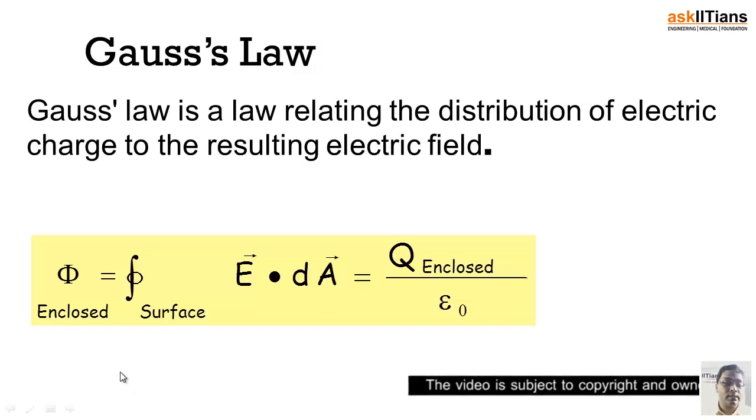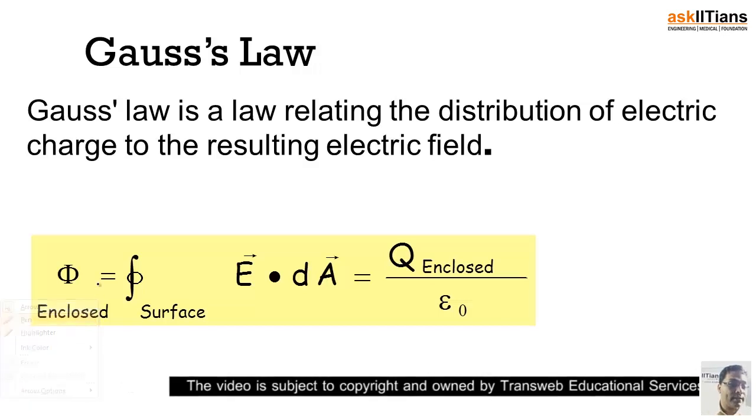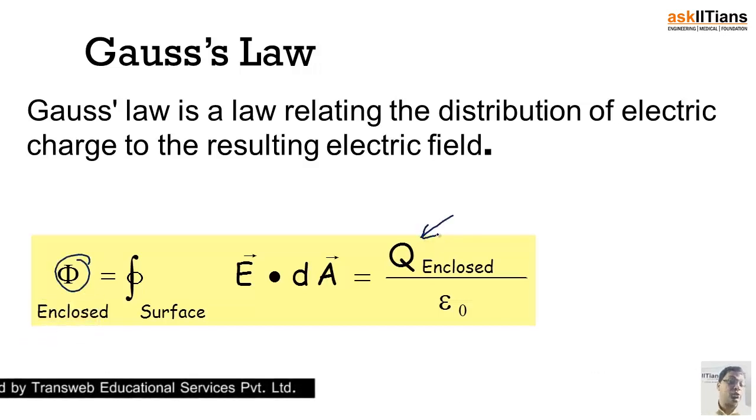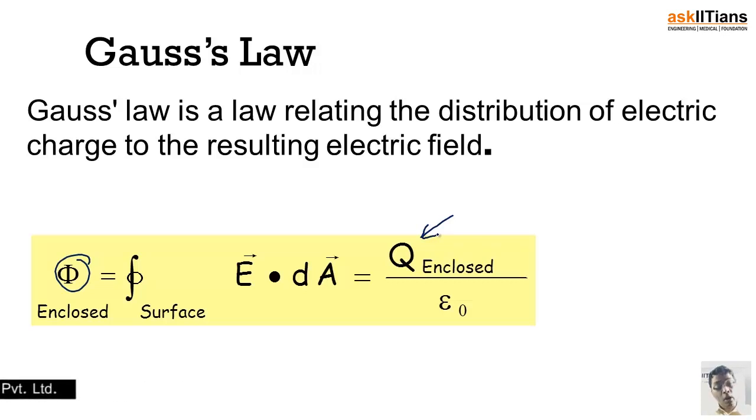So here the flux is defined as phi, and Q enclosed is how much charge is enclosed, because depending upon how many lines are passing through that particular area will tell you how much is the charge enclosed, divided by epsilon naught. We'll see later on in our next topic how to find out the electric field for different surfaces using such a simple law. This law is very, very important.